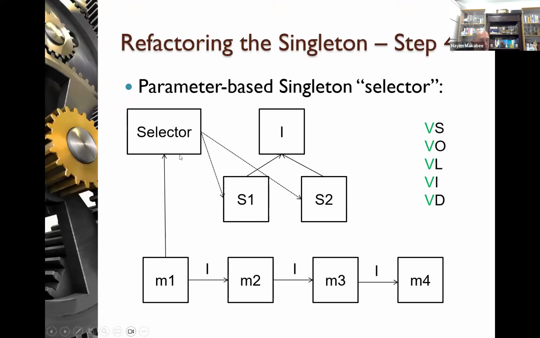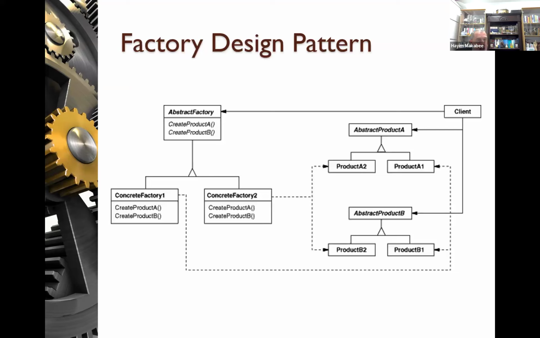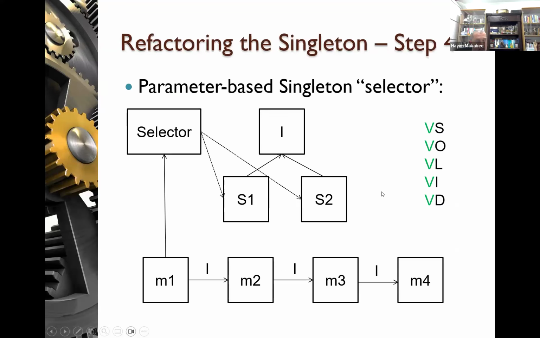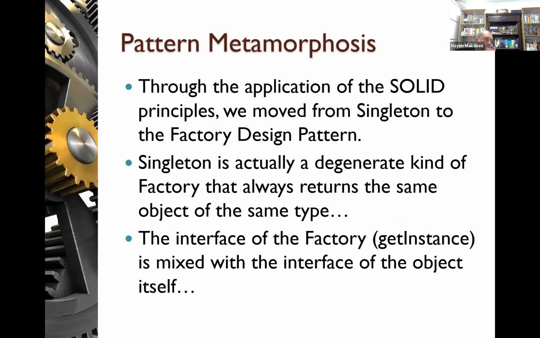But what's the name of this? Do you have a name for this? This is called the factory design pattern. So you have an abstract factory, and you have concrete factories, and you have abstract products, and each abstract product can have several concrete products. So what we did here is to transform the singleton into a factory.